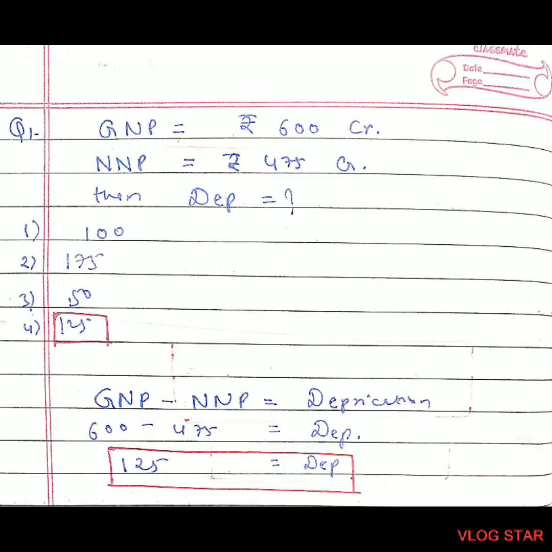Now try to solve this question. GNP is equal to rupees 600 crore. NNP is equal to rupees 475 crore. You have to find depreciation. As we just read, net is equal to gross minus depreciation. So depreciation would be gross minus net. So it would be GNP minus NNP, that is 600 minus 475, depreciation equal to 125.